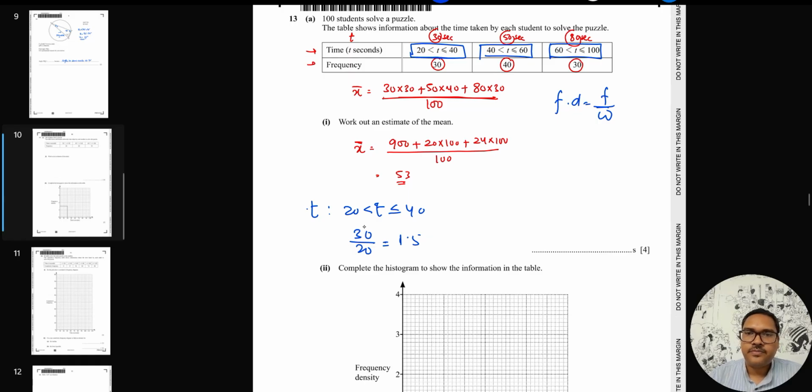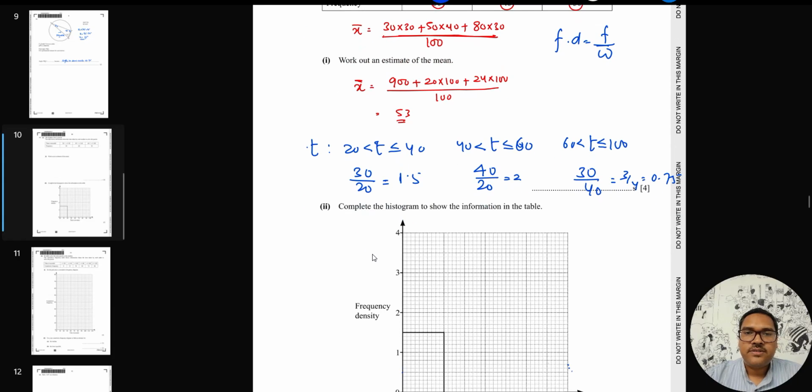For the second, which is between 40 and 60, what is the frequency density? Total frequency is 40, and the width is 20, so this is equal to 2. And for the third one, what is the class interval? 60 to 100, correct. So what is the class width? This is 40. So this is frequency divided by 40, which is equal to 3 by 4, which is 0.75.